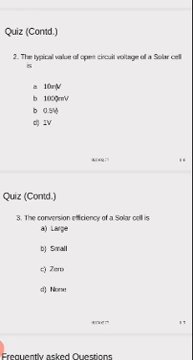The conversion efficiency of a solar cell is: option A, large. Option B, small. Option C, 0. Option D, none.